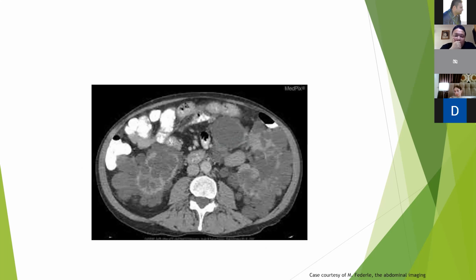This patient has typical autosomal dominant polycystic kidney disease. The kidneys are enlarged and show multiple simple and complex cysts. If we look carefully, we can see a similar cyst within the body of the pancreas. These are asymptomatic and clinically unimportant.